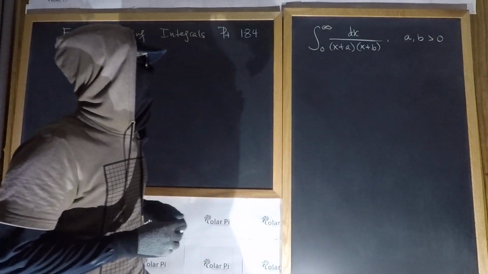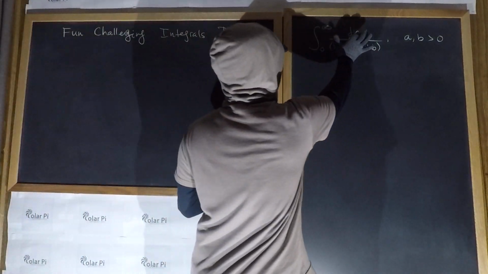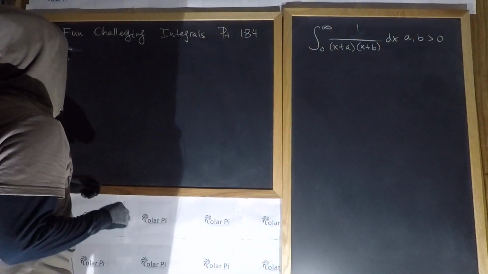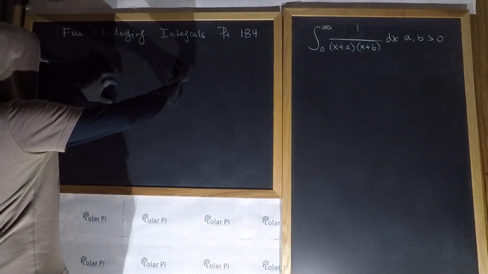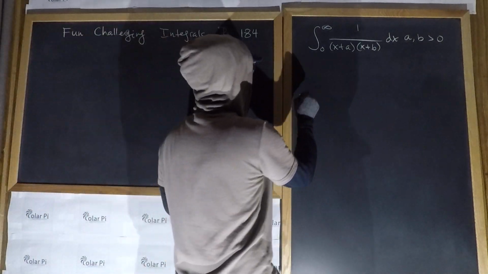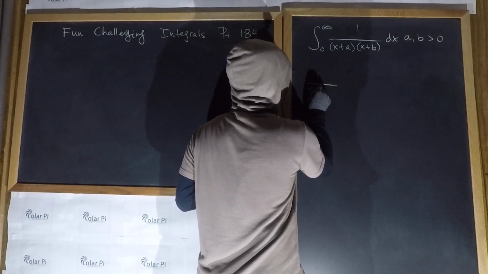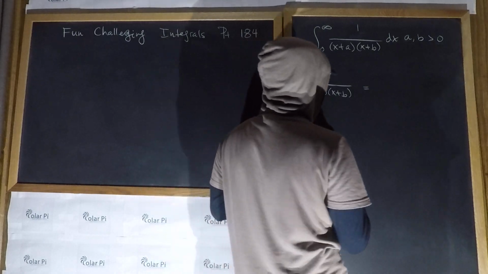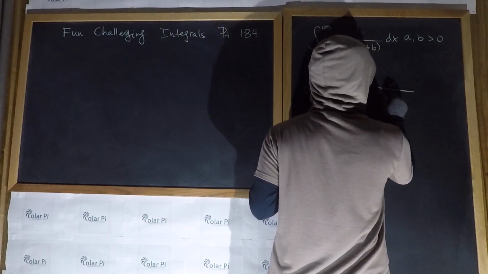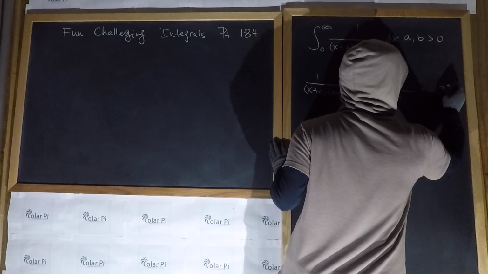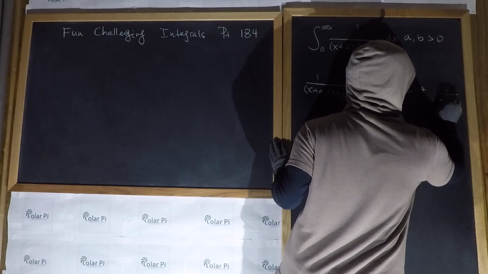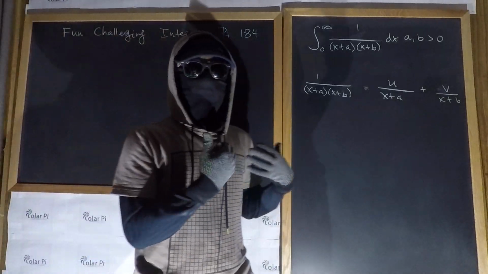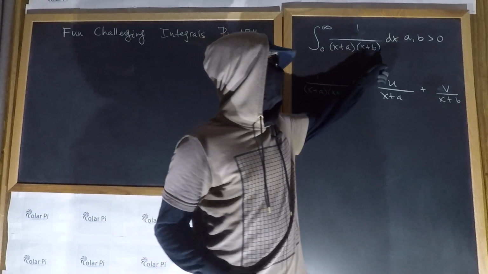All right, so we focus on the quotient 1 over the product of those two binomials, and we want to split that into two quotients. So let's say that 1 over (x plus a) times (x plus b) is equal to u over (x plus a) plus v over (x plus b), where u and v are constants. The algebra that we're about to do is about figuring out what constants u and v are.